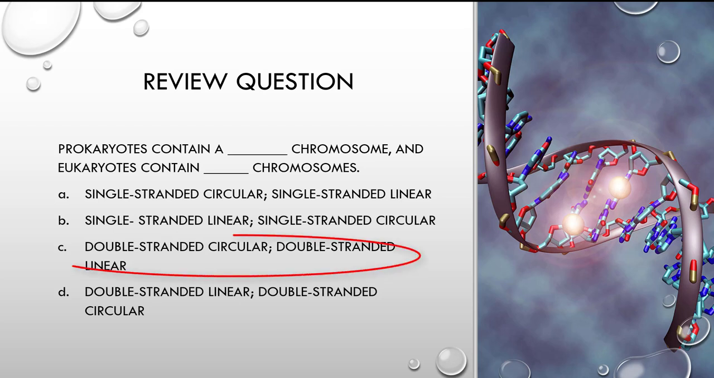If you chose C, I would agree with you. So prokaryotes contain a double-stranded circular chromosome. So remember, all DNA is double-stranded. And for prokaryotes, it's circular. And eukaryotes contain linear chromosomes. Okay, so C is the correct answer. RNA is single-stranded, DNA is double-stranded. Prokaryotes have circular chromosomes, eukaryotes have linear, so C is the correct answer.